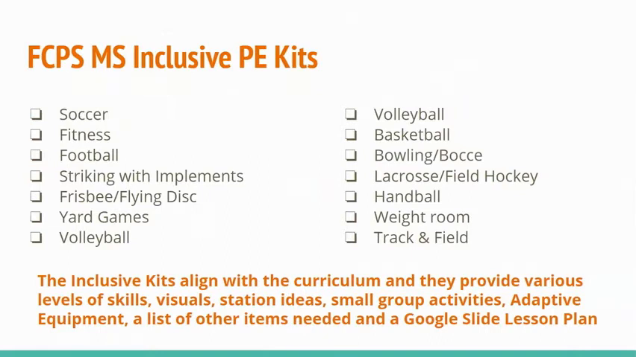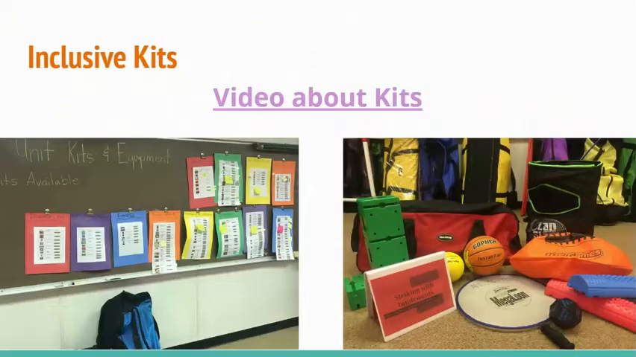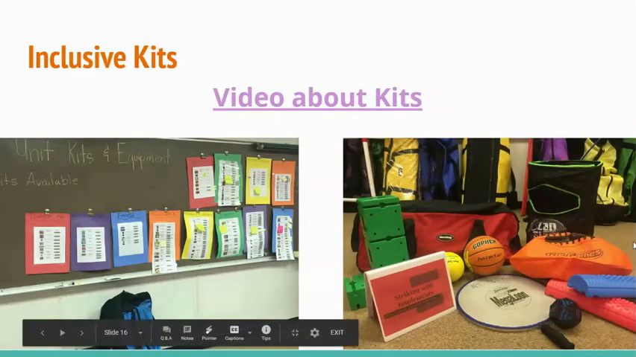Here's a list of our middle school inclusive kits that we made in Frederick County. We have a kit for all of these different sports or units. The kit comes with equipment, a lesson plan, and a Google Slides presentation. The curriculum standards are on there. If there are assessments, they are on there as well. We're going to give you an example of one, but first we're going to show you a video.